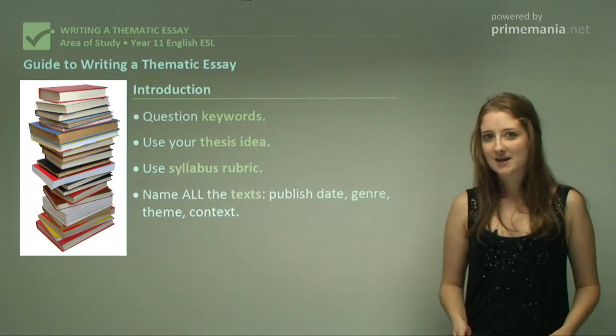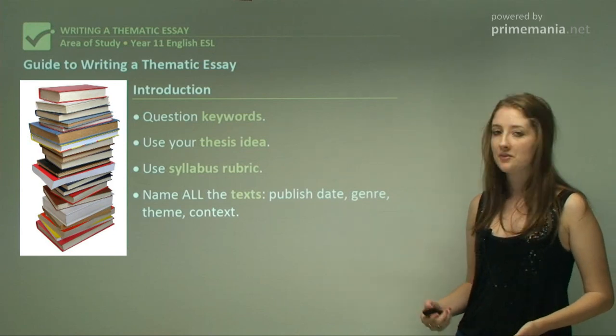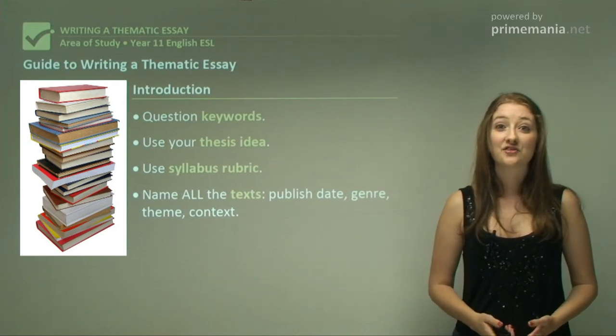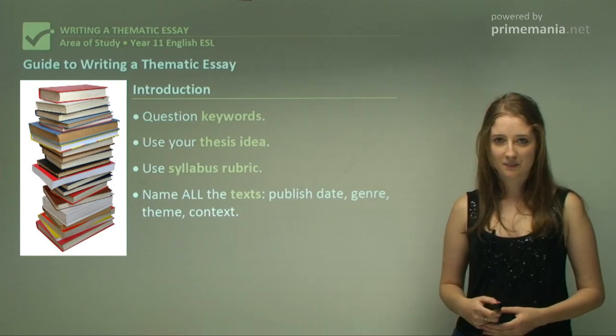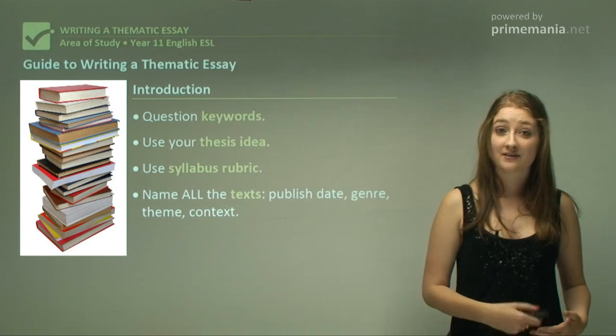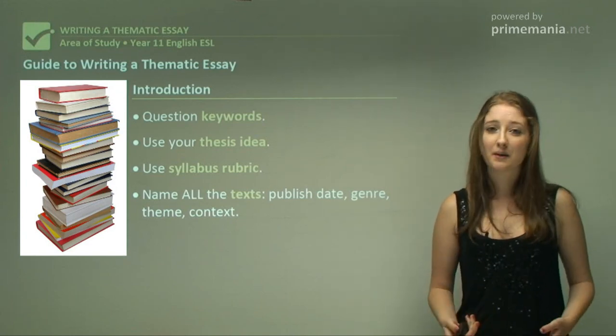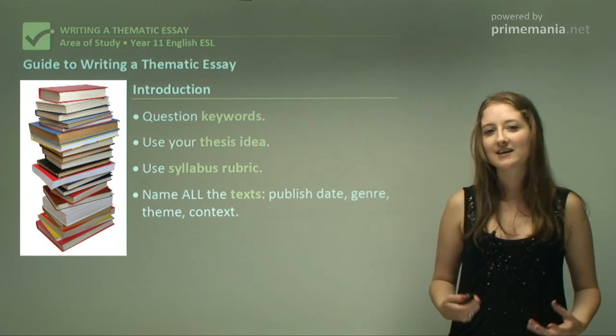You then want to be naming all of the texts and also giving their published date, genre, theme, and context. Now, this is a really important step, and you need to make sure all of these 3 things are memorized. So make sure before you go into exam that you've memorized the titles, composers, and the published dates of your texts. This is going to make sure that your information is accurate and interesting for the marker.